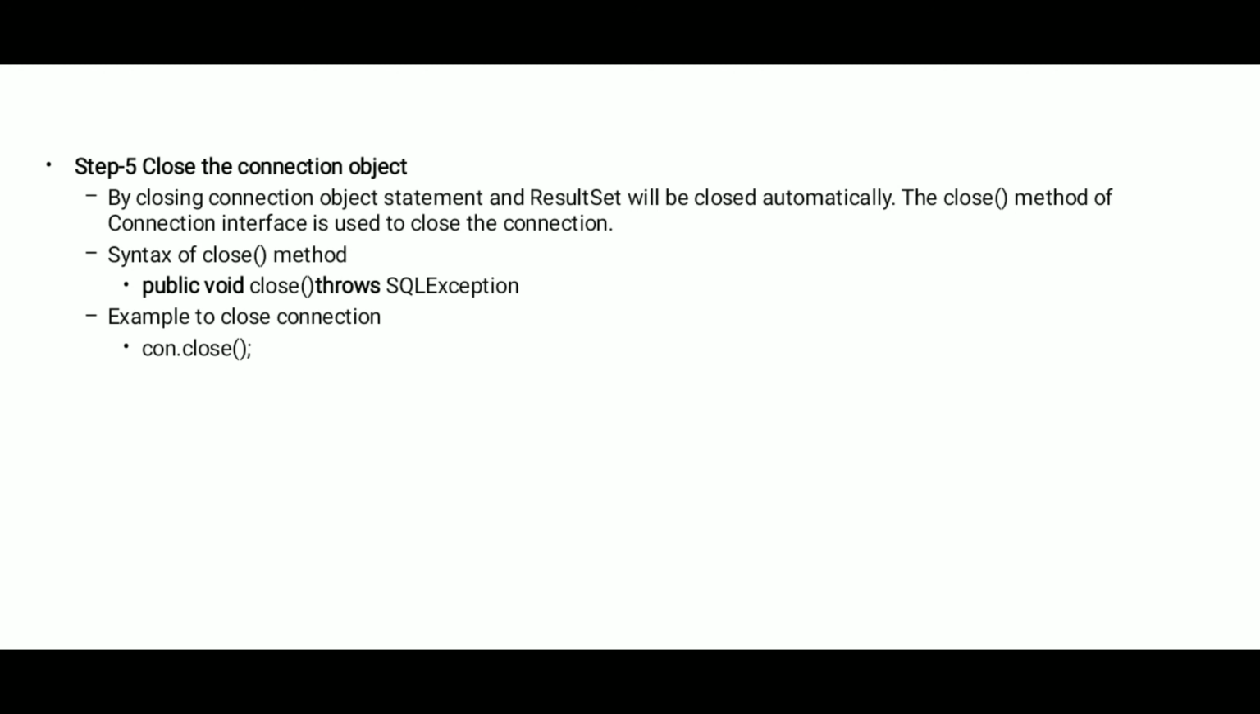For example, using the connection object, we can close the connection. So the con.close method is used. These are the basic steps for Java database connectivity with any type of database you want to use with any application, and then you can use these steps and execute your further process.